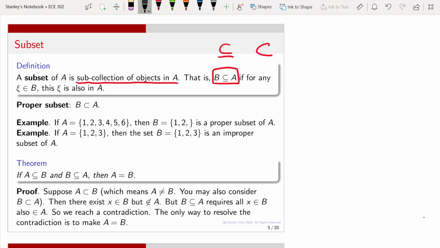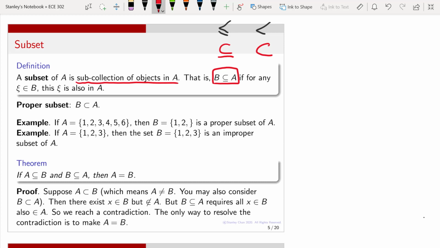Okay, so if you are wondering how we can come up with this notation, think of the inequality. Here it will be less than or equal to, here it will be strictly less than. If you have a set B which is completely inside A, then we say that B is a proper subset of A.